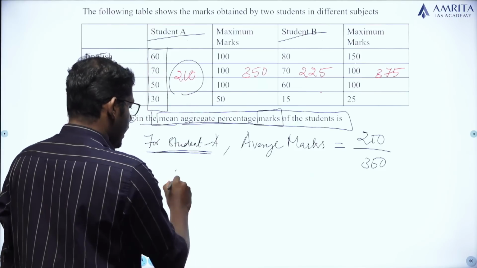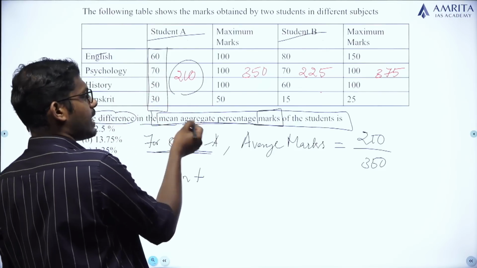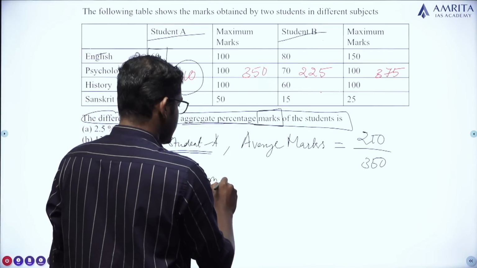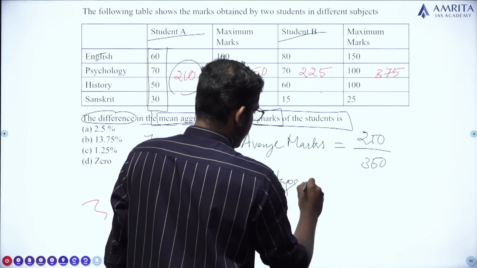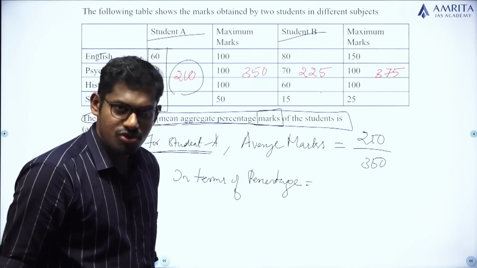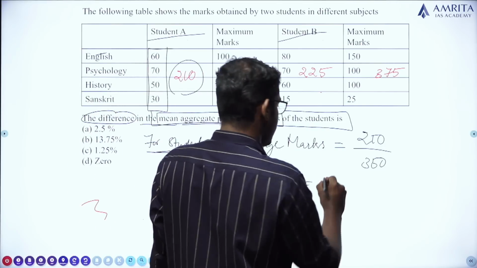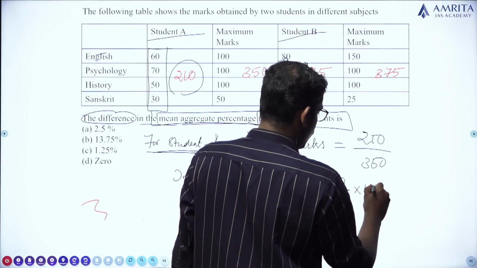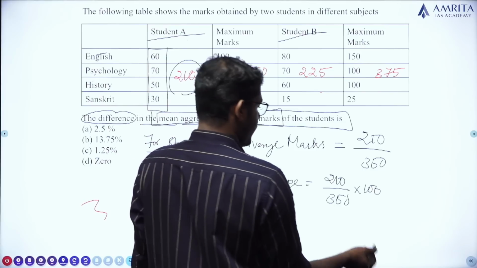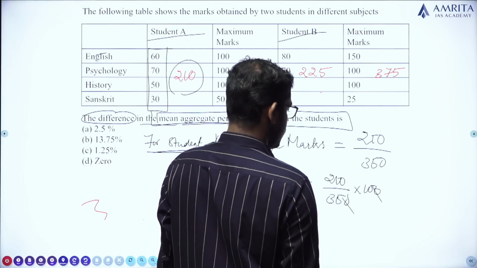Clear? Okay. In terms of percentage, the question is the mean aggregate percentage mark. In terms of percentage, we have to convert these marks in terms of 100 as a quotient of 100. So 210 divided by 350 into 100. Clear? So we get 0, 0.